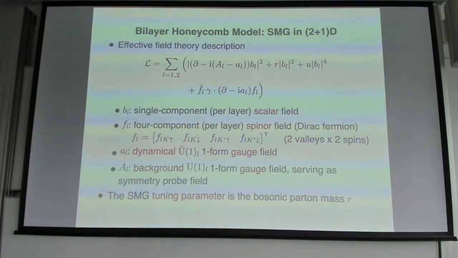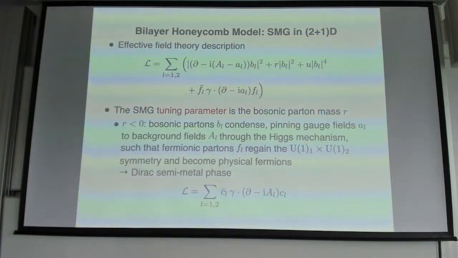Okay, so then let's try to understand what happens if I tune this parameter R. If R is less than 0, that basically means the scalar boson wishes to condense. And if the bosonic parton condenses, there's a Higgs mechanism, because the bosonic parton couples to the background gauge field and the dynamical gauge field in each layer independently. Once it condenses, it pins the dynamical gauge field to the background gauge field, they're equivalent. The dynamical gauge field will no longer be fluctuating. And then the fermionic parton regains the U1 plus U1 symmetry and becomes a physical fermion.